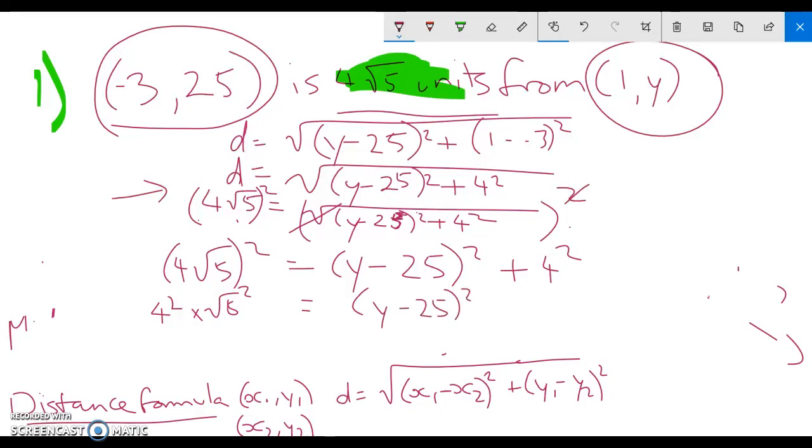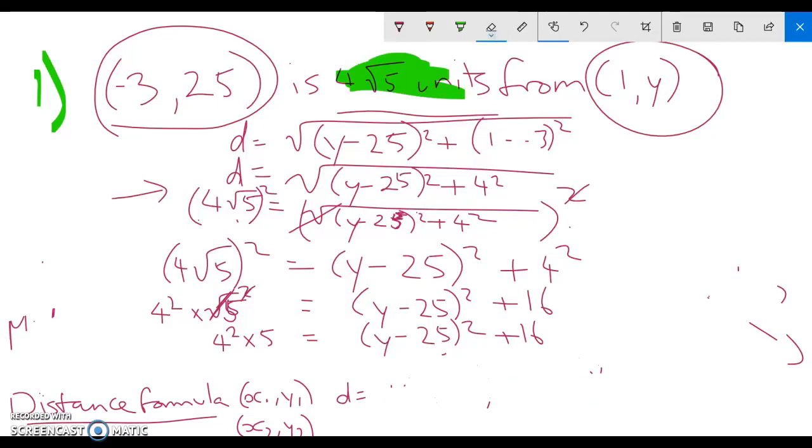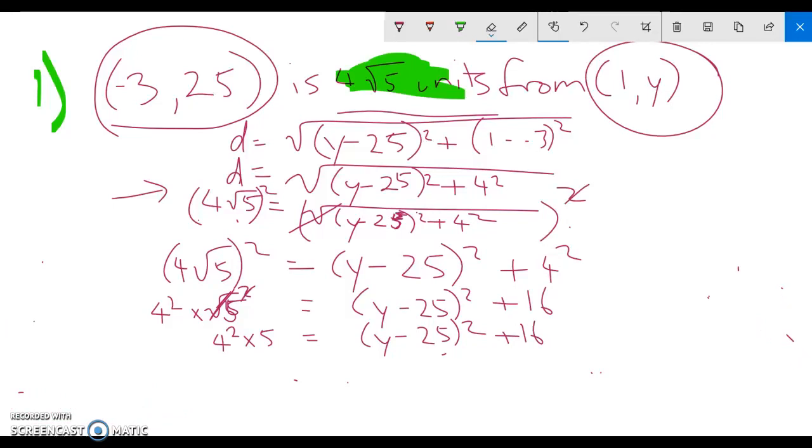So root 5 squared, again, you cancel the square root, that is a 5, and you get 4 squared times 5 equals (y take 25) all squared plus 16. Now the trick with this is that you could think, oh, I'm going to have to expand that. You don't have to. Always try this, because we'll probably try and give you nice numbers, because we're not mean. 4 squared, what is 4 squared?